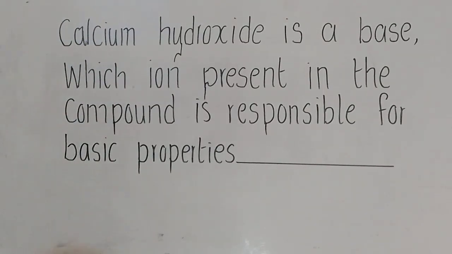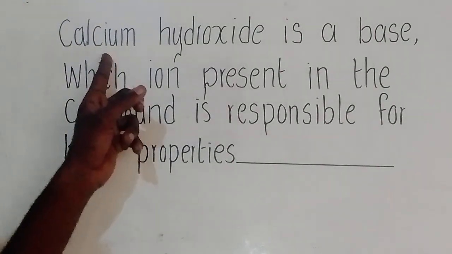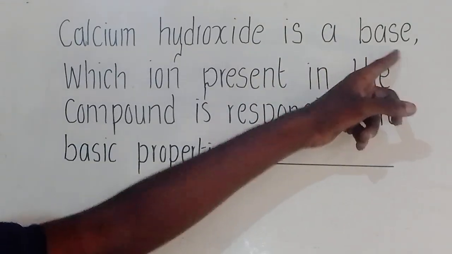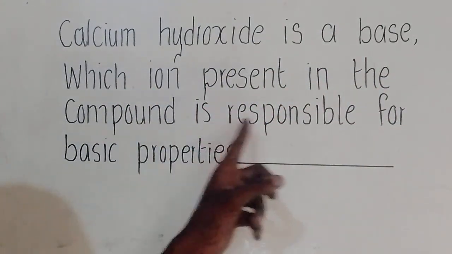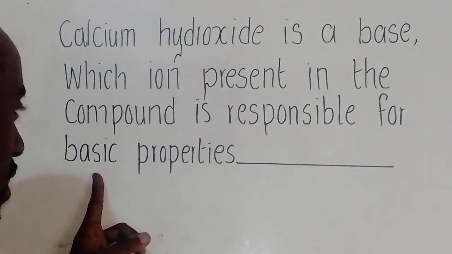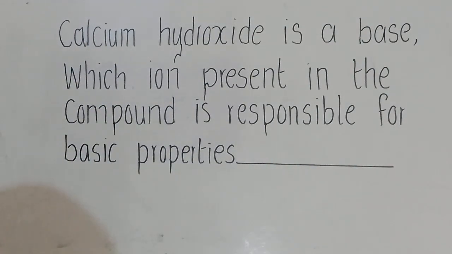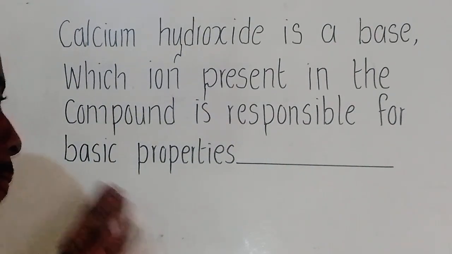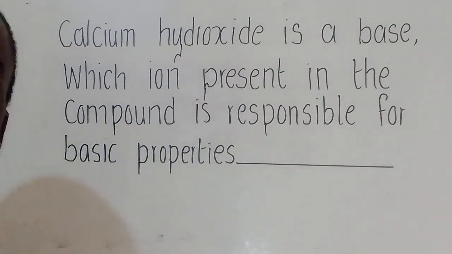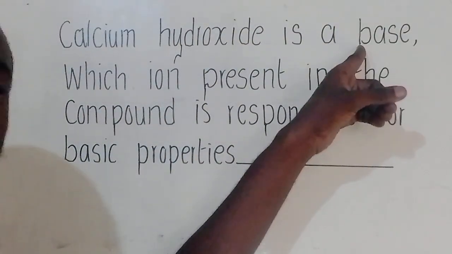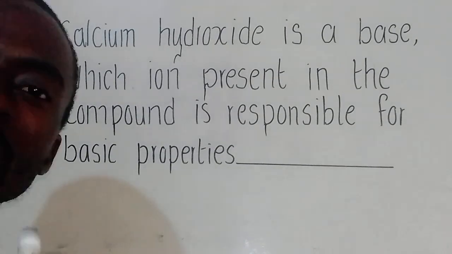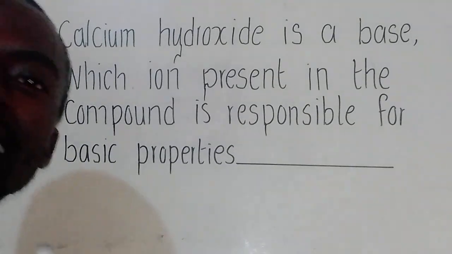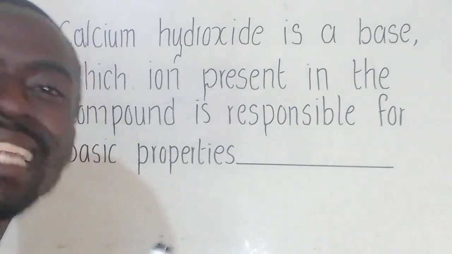So we have a chemistry question that says calcium hydroxide is a base, which ion present in the compound is responsible for basic properties. Okay, now you need to understand that when they say basic properties, we are talking about the properties of a base. What is a base? A base is a substance which, when it reacts with an acid, produces salt and water.